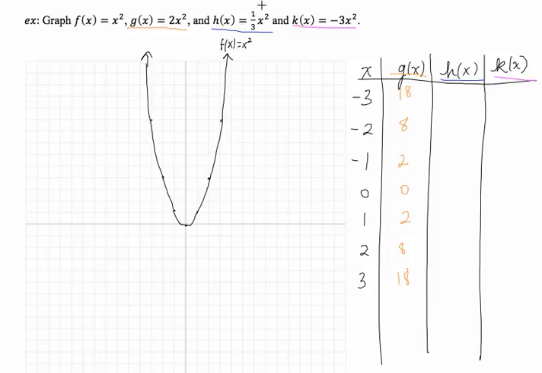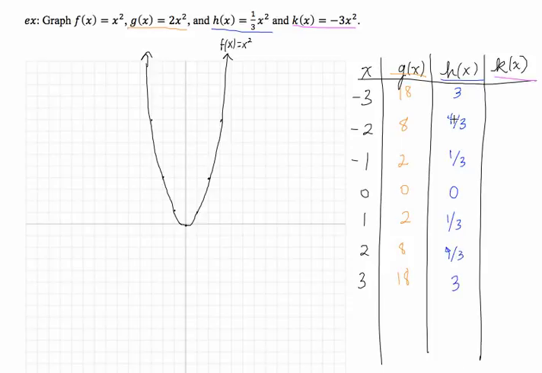H of x equals 1/3 x squared. -3 squared is 9, and 1/3 of 9 is 3. That's a very low point there. -2 squared is 4. 4 times 1/3, that's 4/3. Or if it helps, think of it as 1 1/3 when you're graphing. Negative 1 squared times a third is positive a third. 0 squared times a third is still 0. And these are still also just going to reverse.